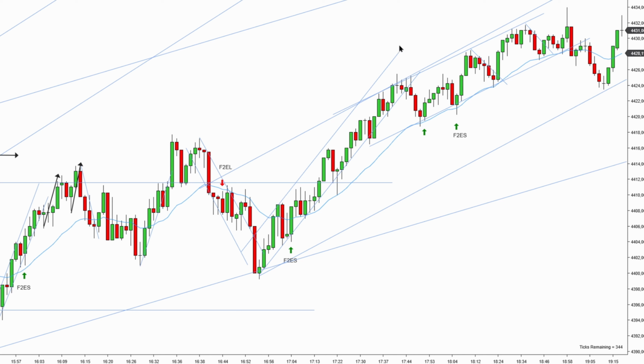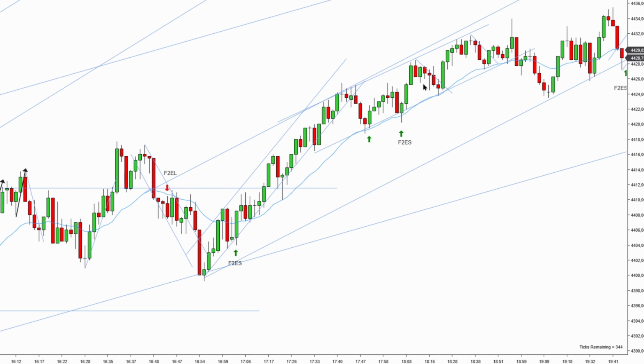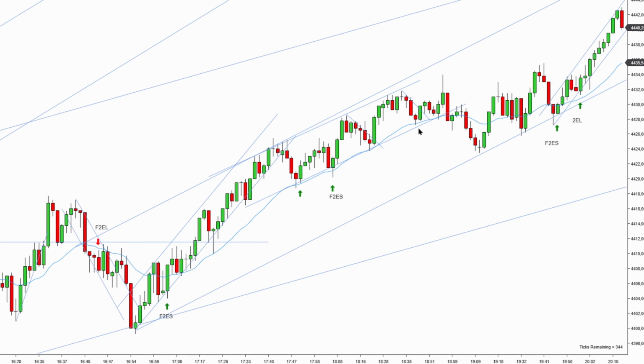You need to rely on the context. Candlestick patterns without context are nothing. The context always overrides the signal bar. So it doesn't matter how good the signal bar looks, you cannot short the market once it's creating a series of higher highs and higher lows and the trend is so strong.